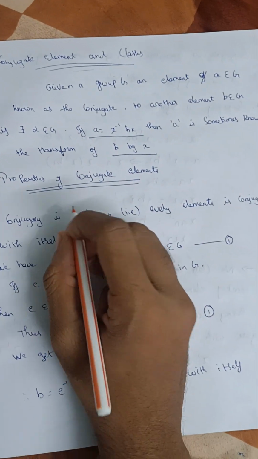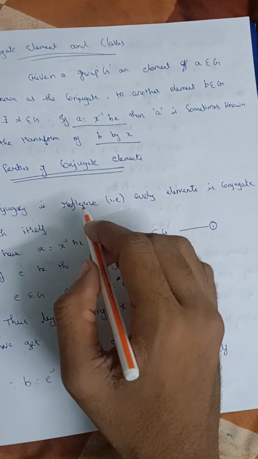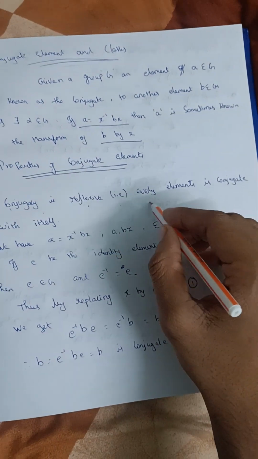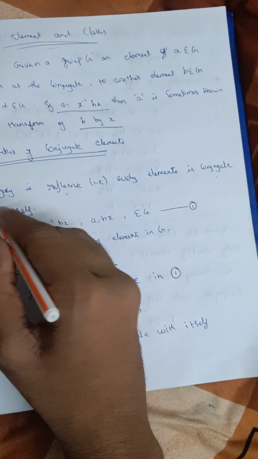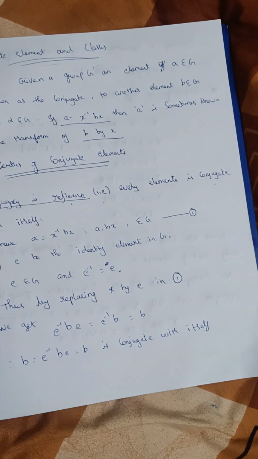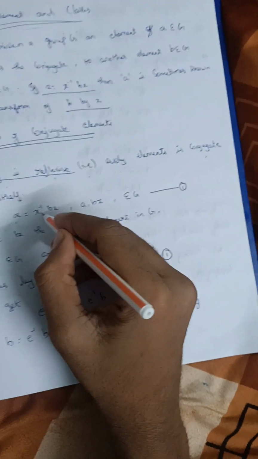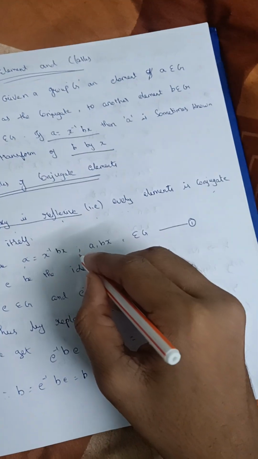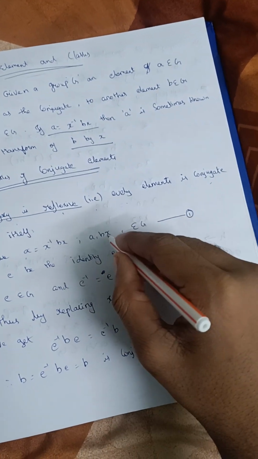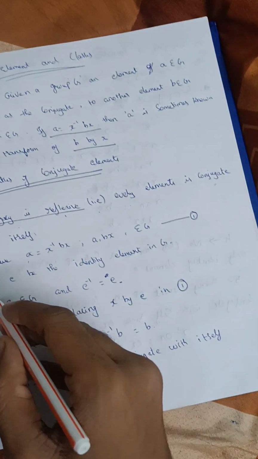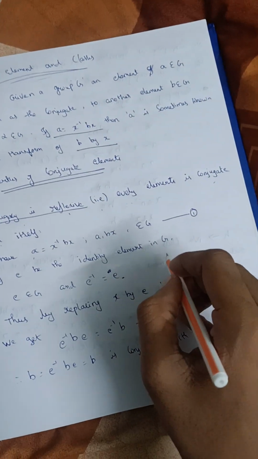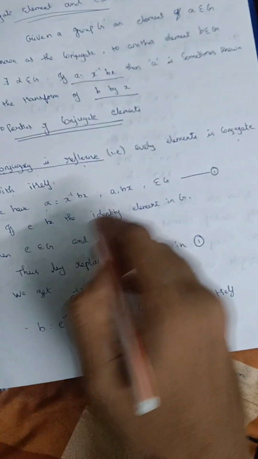So what are the properties of conjugate elements? Conjugacy is reflexive. Every element is conjugate to itself. How can we say this? A is equal to x inverse Bx, where A, B, x belong to G. If E is the identity element in G, then E belongs to G, and we take E inverse.